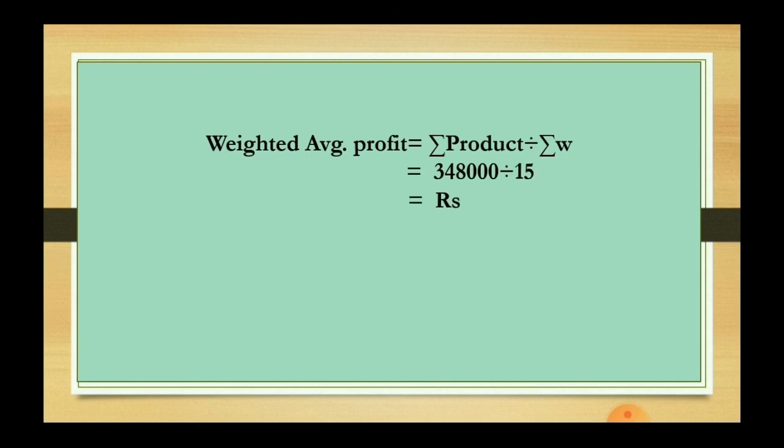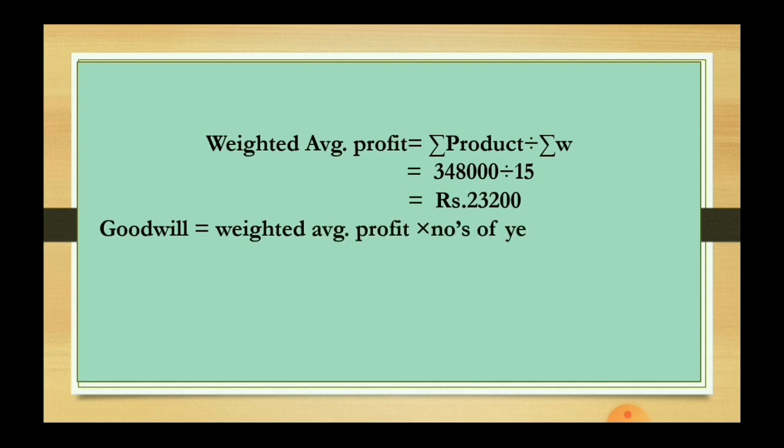Now our next step is to calculate weighted average profit, that is sum of products divided by sum of weights, that is 3,48,000 divided by 15, and it will give us 23,200. Next step is valuation of goodwill, which is computed by multiplying average profit with the number of years of purchase, that is 23,200 into 3, which gives us 69,600.